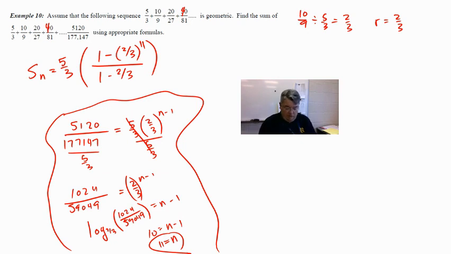Now, if I type that in my calculator, just like it looks, 5/3 times big fraction, 1 minus, in the parentheses, 2/3 to the power of 11 all over 1 minus 2/3. I'm going to get, this won't do a nice fraction for me, but it does give me 4.942149. There it is. Whew. Yuck. I don't like this problem at all, but this is as complicated as it gets.